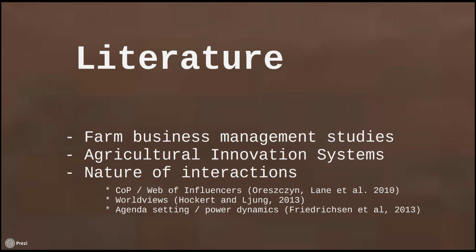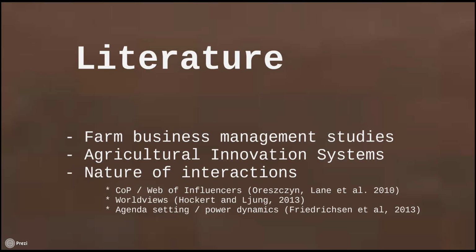Okay, then something about the literature. So at this moment, I'm actually exploring and reviewing the literature that could potentially be relevant to look at innovation in farm business management. And well, I will give you a bit of an overview. I won't give you the whole overview, but a feel for the literature. So of course, I dove into the farm business management literature.